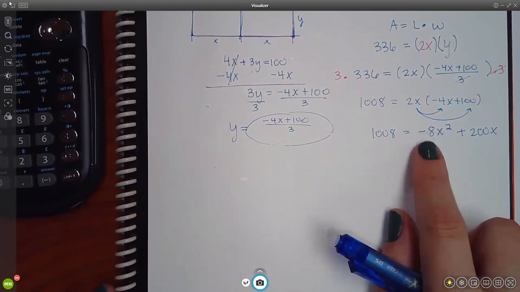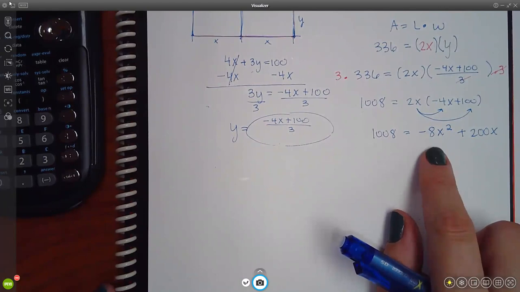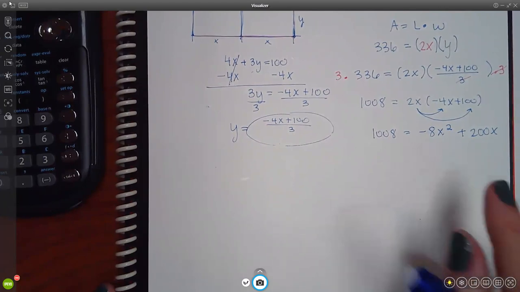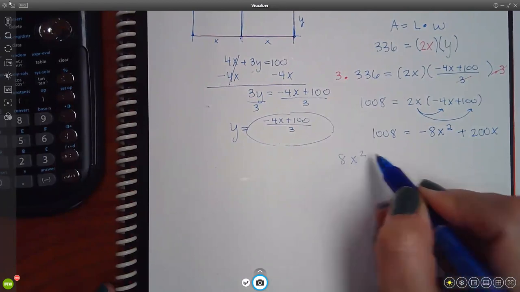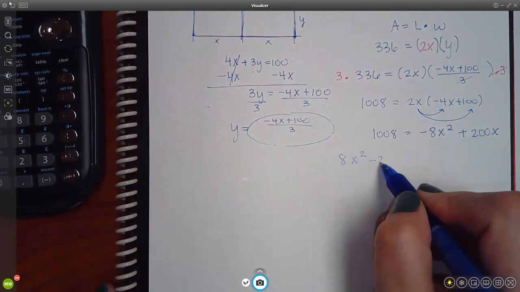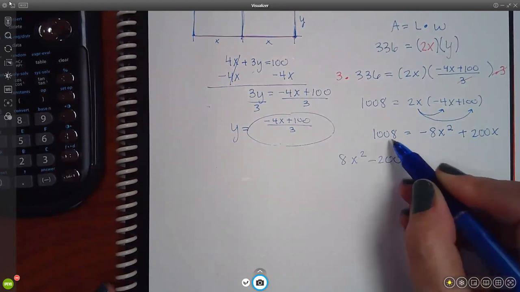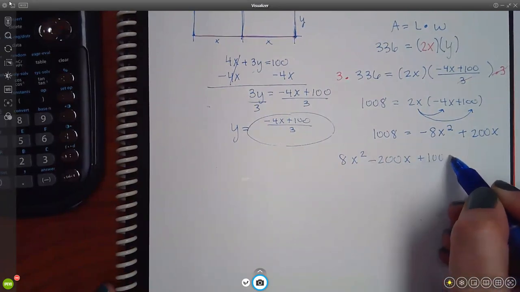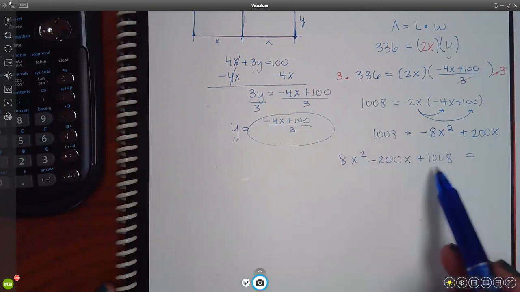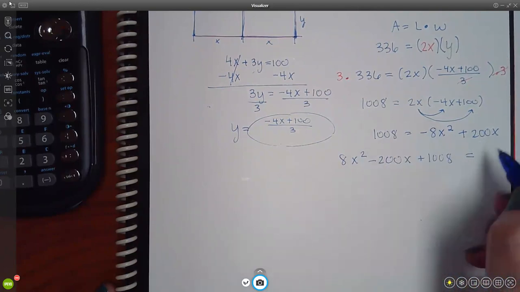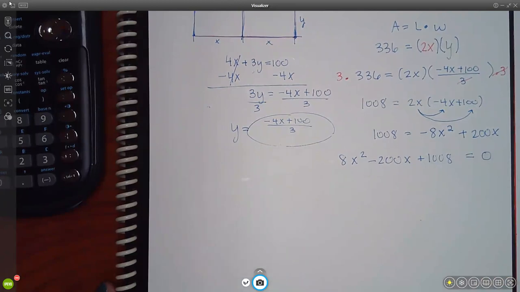Okay. When I'm factoring, I don't like the x-squared guy negative. So I don't like the negative ever. So if I add the 8x squared, I'll get positive. If I subtract the 200x, I'll get negative 200x. And this guy will stay exactly where he was, positive 1008. But since I moved these both to the left of the equal sign, I will now have nothing on the right-hand side of the equal sign.